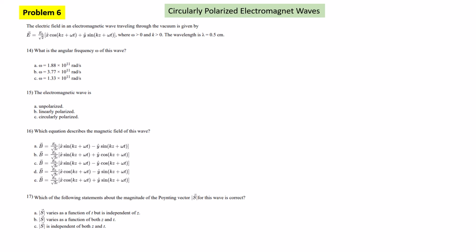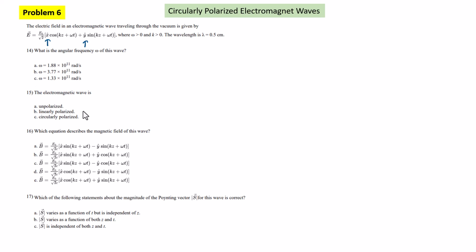So here's problem 6. It says the electric field of an electromagnetic wave traveling through vacuum is given by this expression. The first thing we notice is there's an x component and a y component, and they have different terms: we have a cosine and a sine. So that's what makes this a little bit different. They've also told us that the wavelength is 0.5 centimeters. Before, when we had a linearly polarized electric field, we only had one of those terms, so it was a little bit easier. But now what we have is something at an angle, and it's constantly changing.